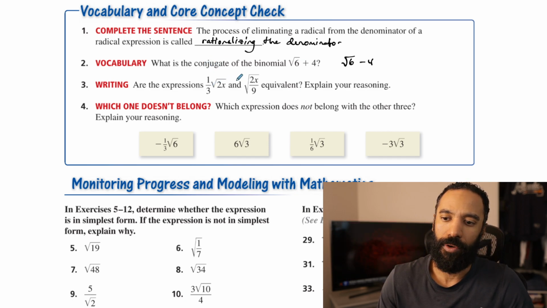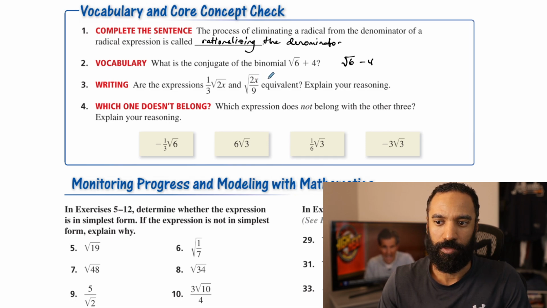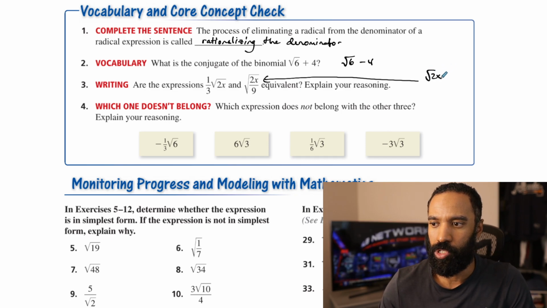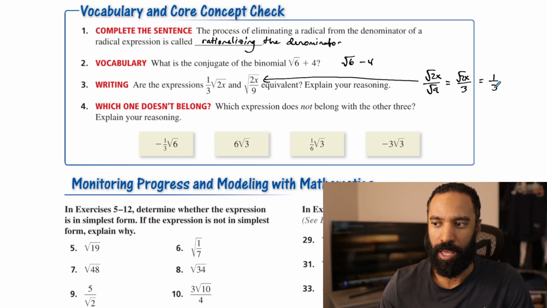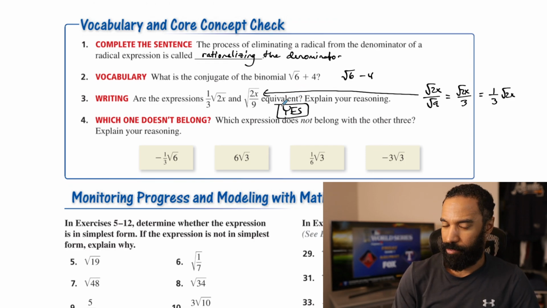Are the expressions 1 third root 2x and root 2x over 9 equivalent? Explain your reasoning. Well, I'm going to look more at this one and try and simplify it. Root 2x over 9. That's root 2x over root 9, which is root 2x over 3, which dividing by 3 is also multiplying by 1 third. So 1 third of root 2x, that is indeed the same, yes. I explained through math, I simplified it.